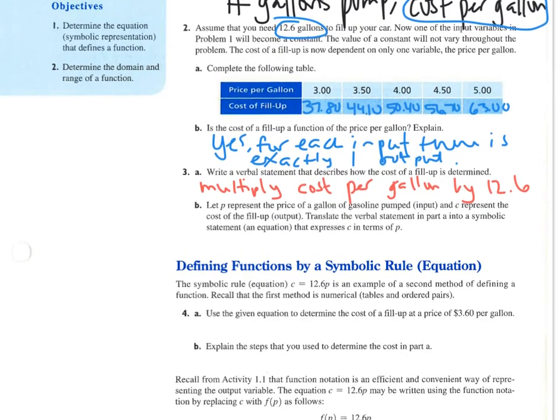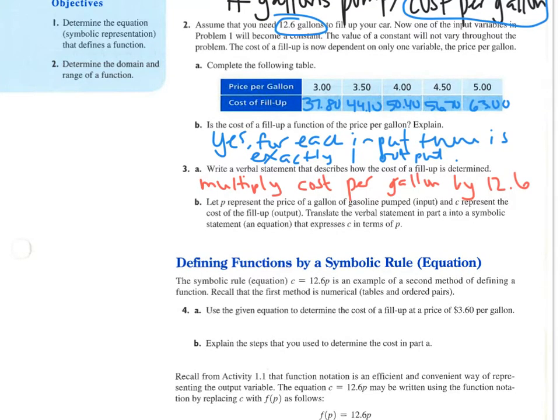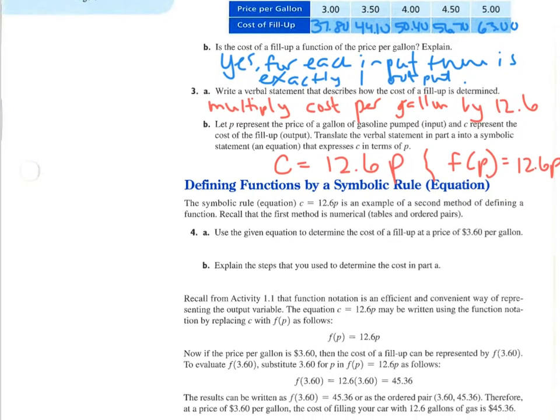All right, so now let's write this as an equation. Let's come up with an equation to figure out that cost. So we would say that the cost is 12.6 times the price per gallon. You're going to see later on, we may write it like this: F of P equals 12.6P. That's just using function notation like you used last week. Either one is fine.